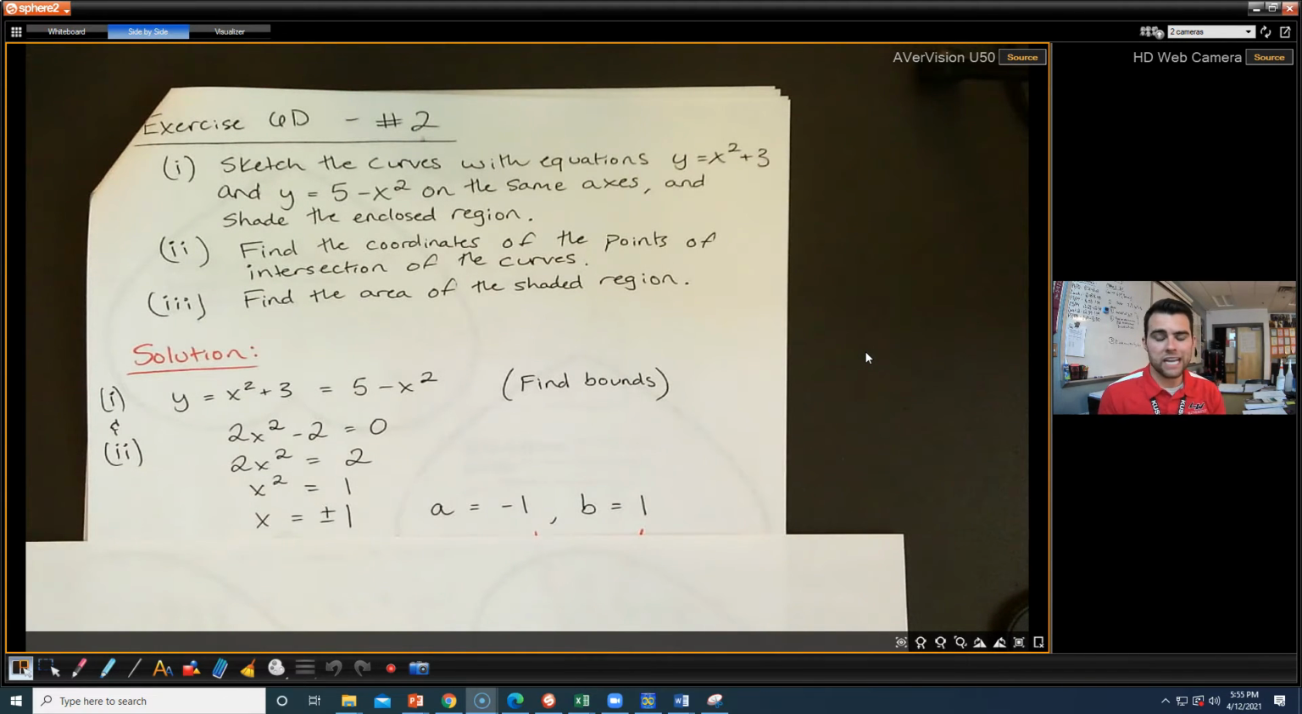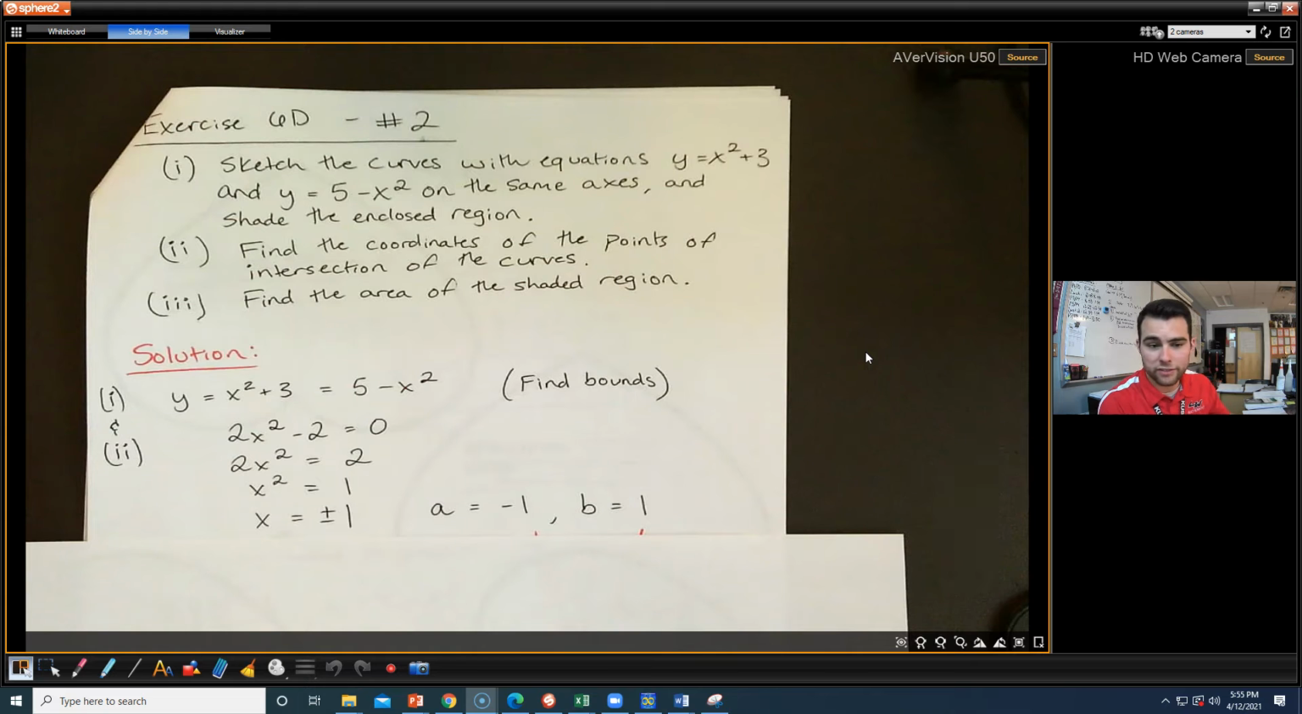What I decided to do, I kind of combined parts 1 and 2 together. But they kind of work really well together. First of all, if I want to actually sketch those curves, it'd be a nice idea to figure out what x values to plug in. Well, what better x values than your bounds, right? So let's find those first.